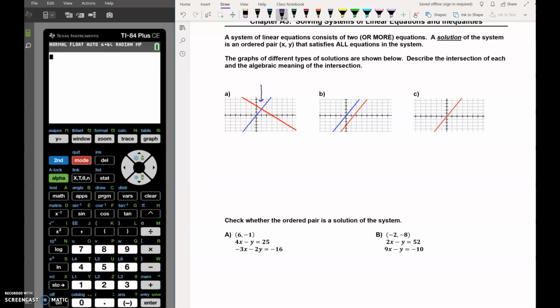So on example A, the point (1, 2): 1 is the x value, 2 is the y value. That is the solution for this system. So if the lines cross in one place, there is one solution to the system. If the lines don't ever cross, that happens when the lines are parallel, there are no solutions.